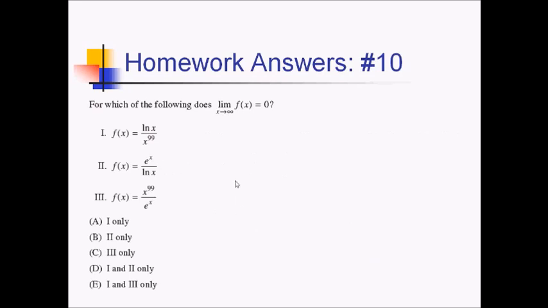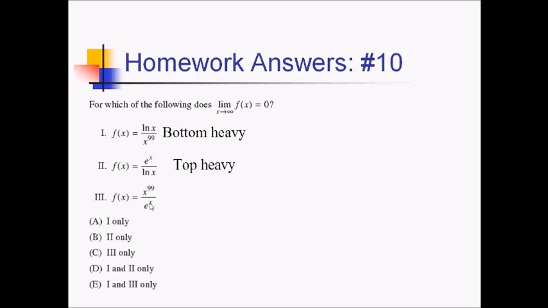For number 10, we want to know for which of the following does the limit as x approaches infinity equal 0. So we have a whole bunch of different function types here. This is one of those relative growth problems where you want to figure out if each thing is bottom heavy or top heavy. So going through, option 1 here, ln and x to the 99th, that's definitely bottom heavy. Ln is very slow. Even x would beat ln of x, so that's bottom heavy. Here, e to the x is way faster than ln of x, so that's top heavy.